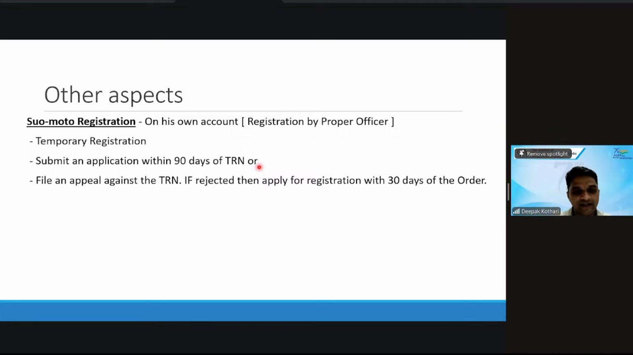This temporary registration is for 90 days. So इसके लिए हमको 90 days time मिलता है. I will check this. 90 days ये भैया. Clear, confirmed.